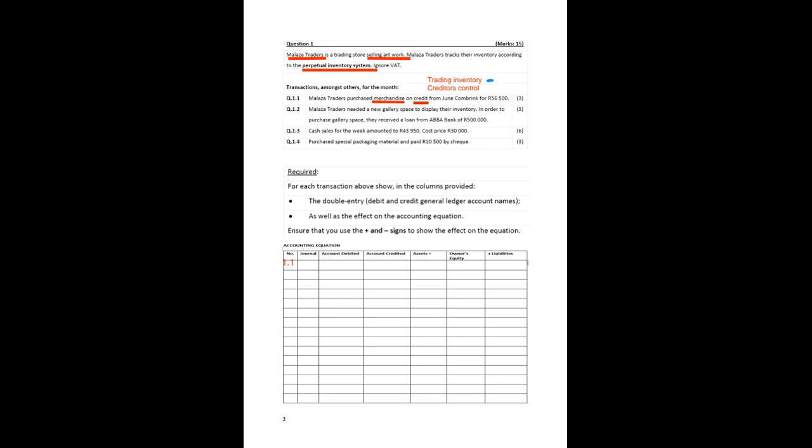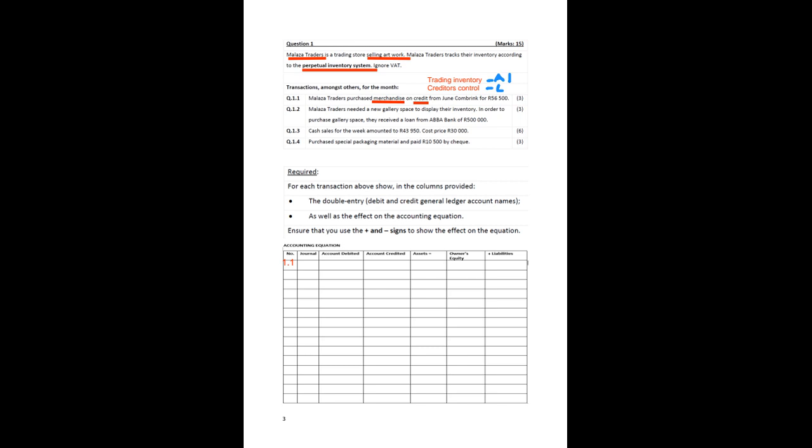Okay, remember, you need to classify this. Obviously, the trading inventory is your asset. You agree? Yeah. And then what about the creditors control? Where does it fall? It's a liability. Can you see now? I put an L like this, okay? Now I need to check the movement, whether they are increasing or decreasing. What do you think about the trading stock? When you buy trading stock, do you increase them or decrease them? Increase.